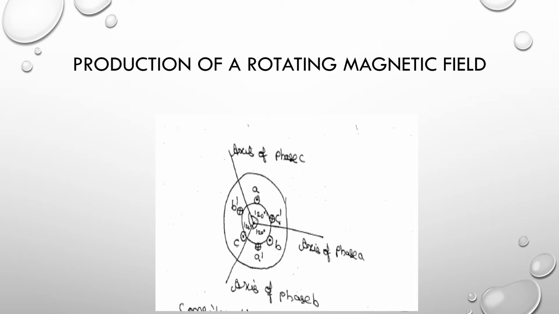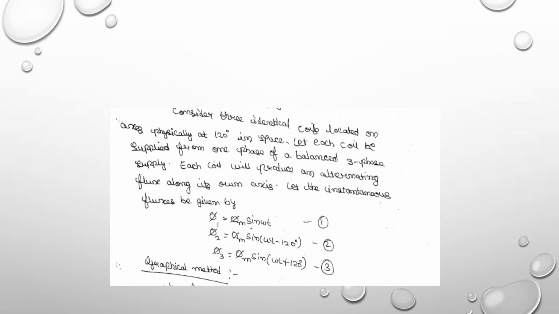Consider three coils located on axis physically at 120 degrees in space. Each coil is supplied from one phase of a balanced three-phase supply. So each coil will produce an alternating flux along its own axis. So here consider phi 1 is phi m sin omega t, phi 2 will be phi m sin(omega t minus 120), and phi 3 is phi m sin(omega t plus 120).